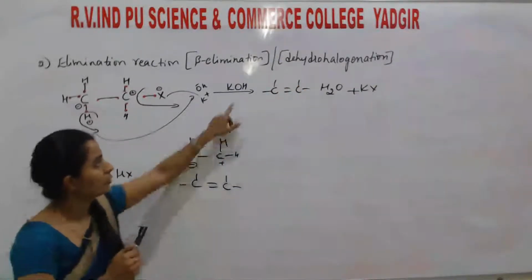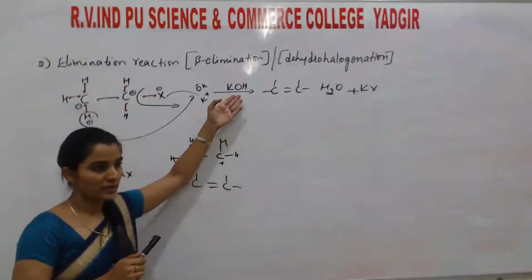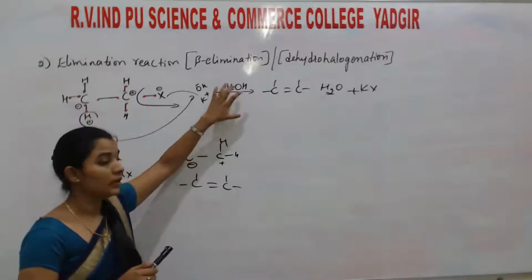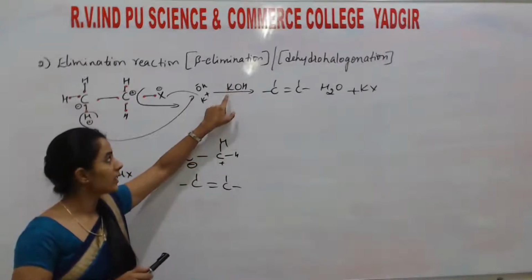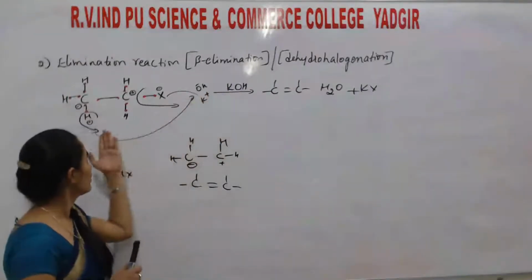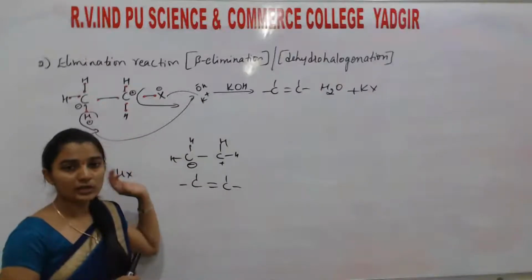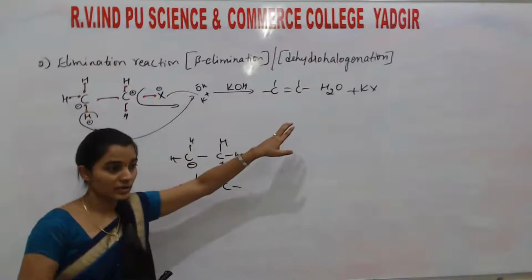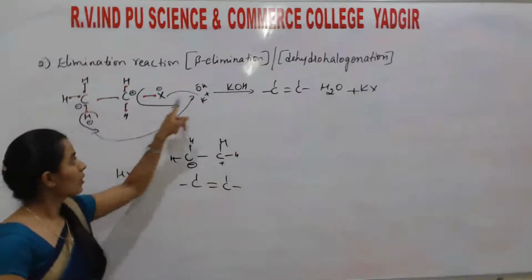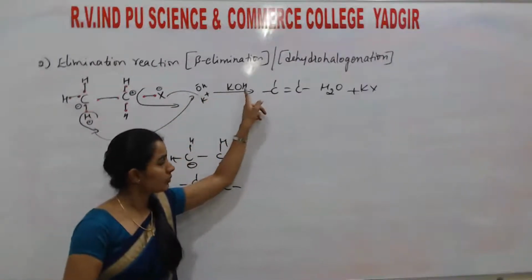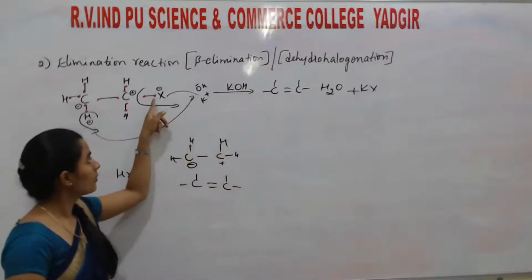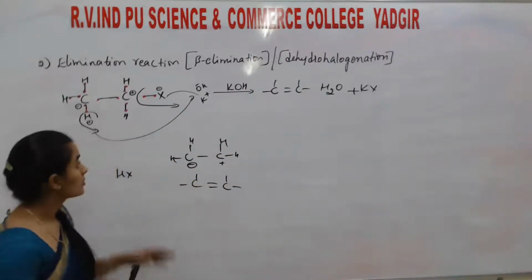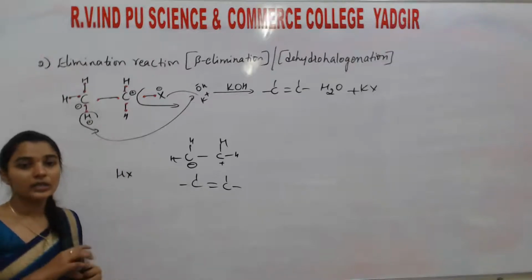Understand? Here the alcohol is used as a solvent, as I told you, right? What is the use of solvent? The solvent gives suitable ions to replace, to eliminate these groups. Hydrogen never combines with this X to form HX. Hydrogen combines with OH to form H2O because KOH is there, and K combines with X to form KX. Understand? So this is a beta elimination reaction.